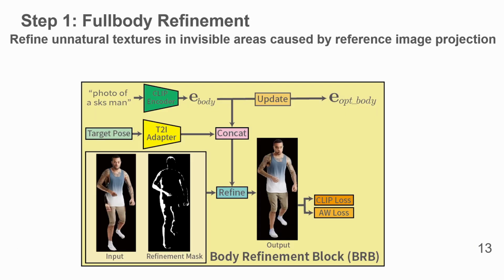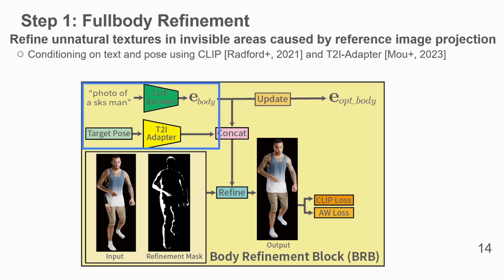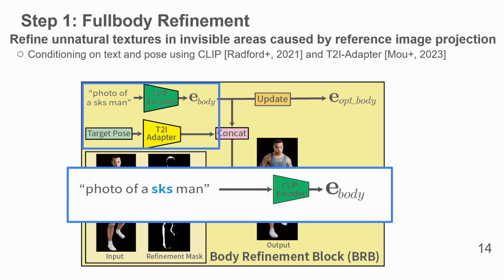Step 1 refines unnatural textures in invisible areas in an iterative manner. To do so, we first define the body refinement block. The body refinement block takes a CG person image and a refinement mask as input and applies the refinement module. In this block, the network is conditioned on the text and pose information using CLIP and T2I-Adapter. In particular, the text prompt to CLIP is, "Photo of a SKS man." Here, SKS is a DreamBooth special token associated with the reference person. This prompt is fed into the CLIP encoder to obtain the corresponding text embedding e_body.